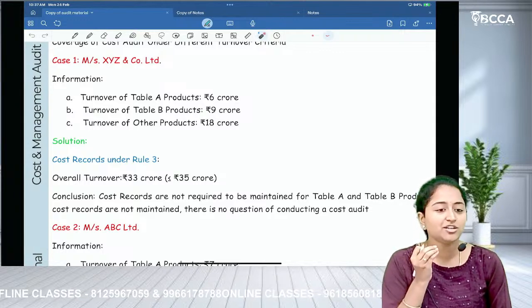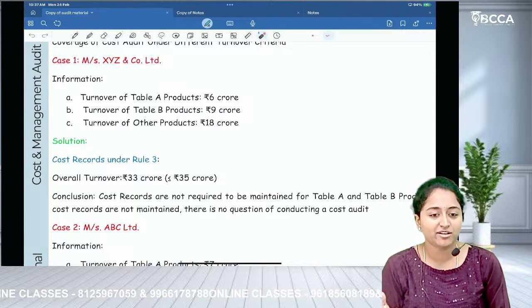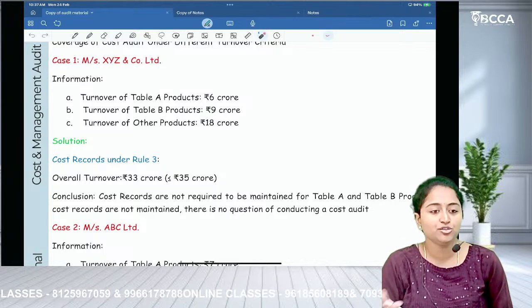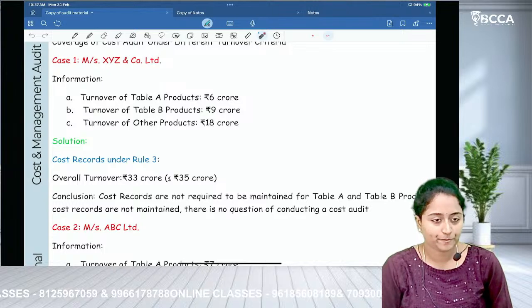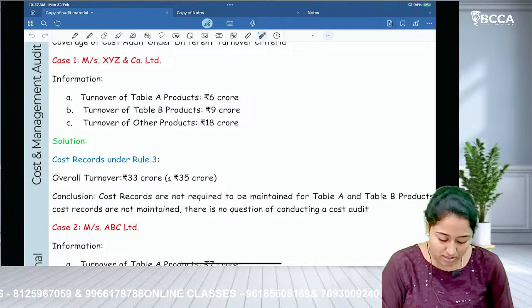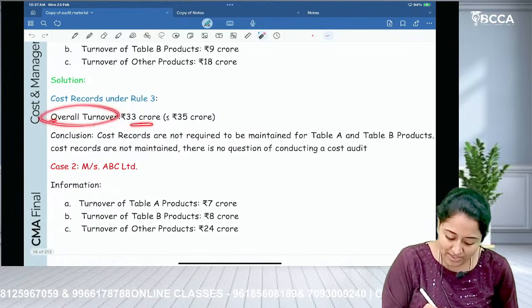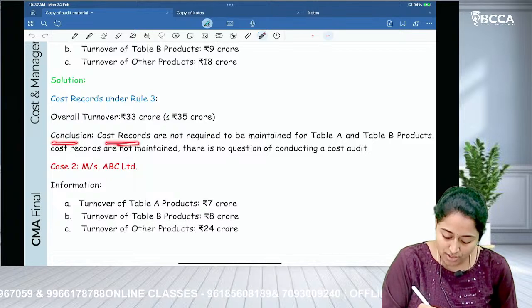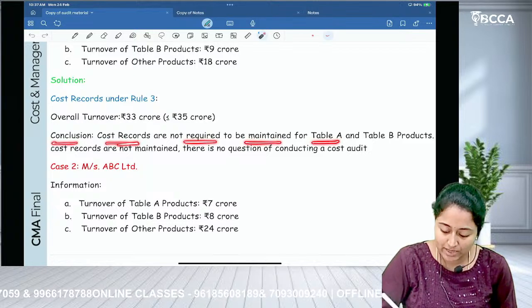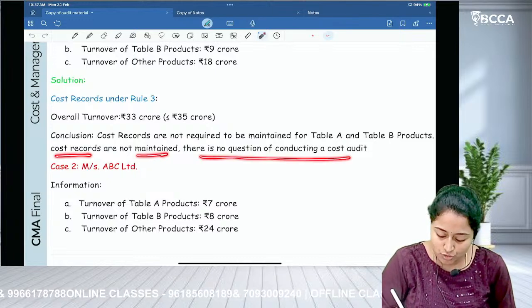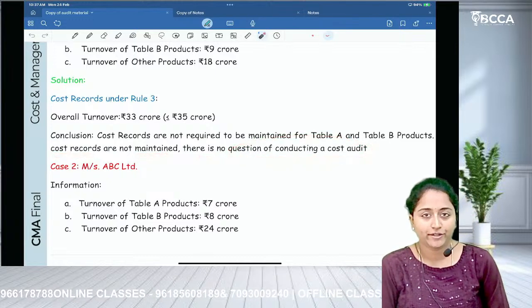If cost records are not there, for which records will cost audit be done? No. So cost records are not there, so cost audit will not be done. So we know not to go for rule 4. Okay, rule 3 is done. Clear? Any doubts? No doubts? Overall turnover is 33 crores, which is less than 35 crores. Conclusion, cost records are not required to be maintained for table A and table B products. Cost records are not maintained. There is no question of conducting a cost audit.